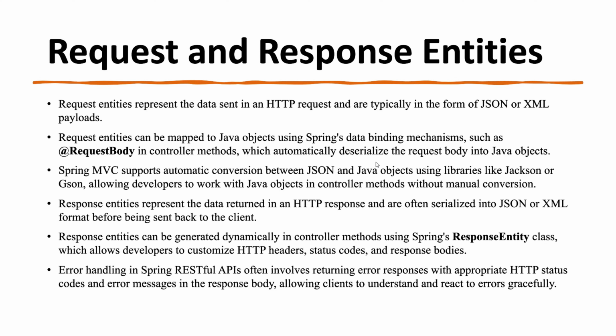Similarly, a response entity represents the data returned in an HTTP response, which is also in JSON format. If you want to check the format of the request and the response, just do one thing. After doing the project, use the Postman application and upload the data in JSON format, and try to get the data. In the get section, the data will be returned in JSON format only.